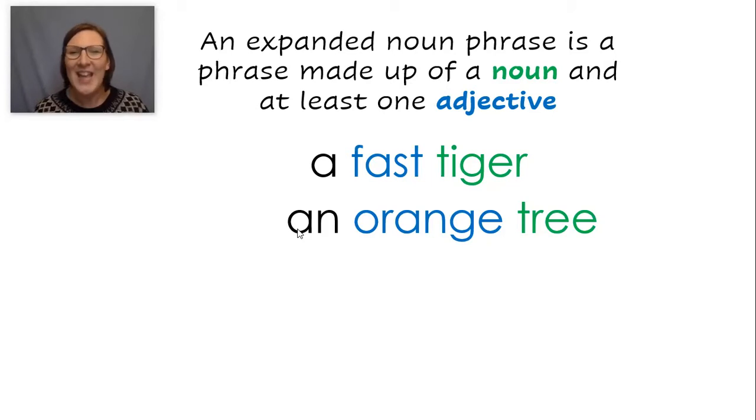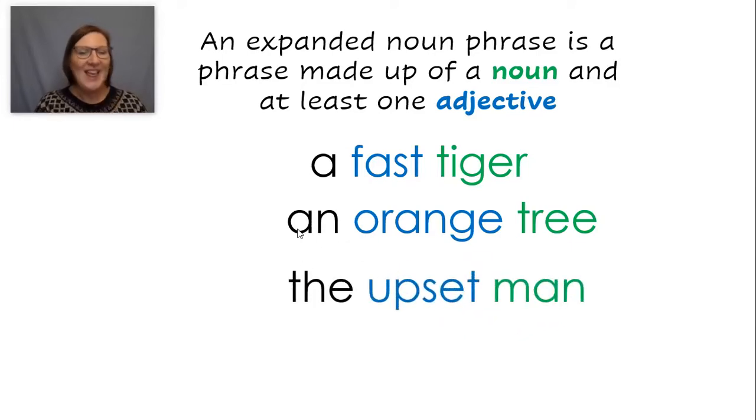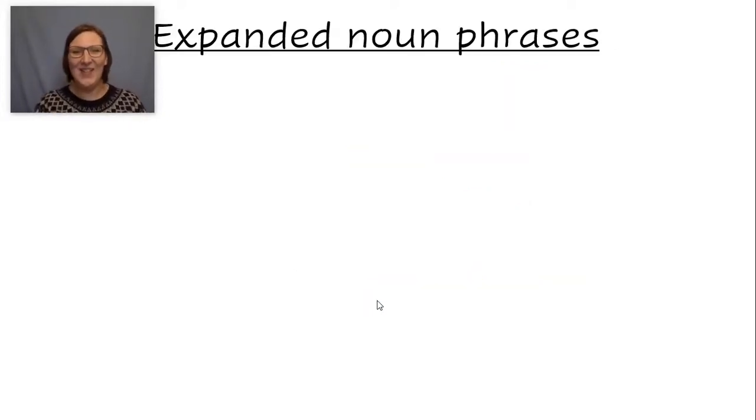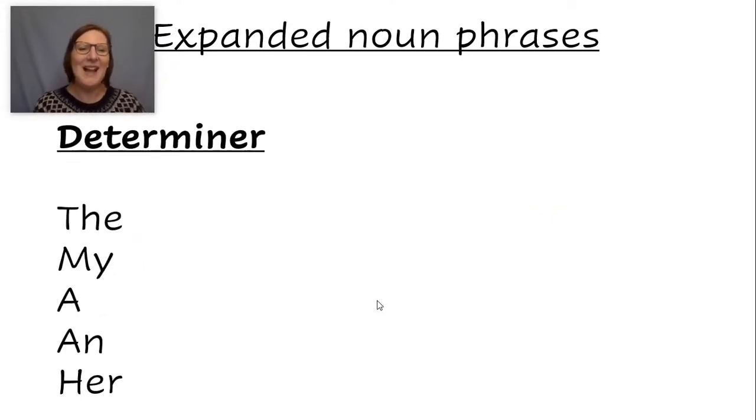All right. So let me show you another expanded noun phrase. Are you ready? Here it is. The upset man. The upset man. Oh, now that starts with a vowel, the U. What could I put instead of the there? That's right, I could say an upset man. Fantastic, well done. Okay then, so expanded noun phrases. Here I've got a list of determiners.